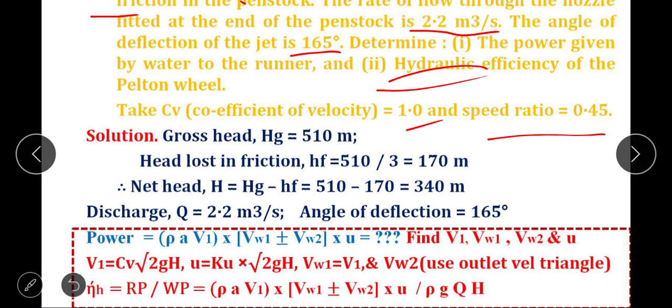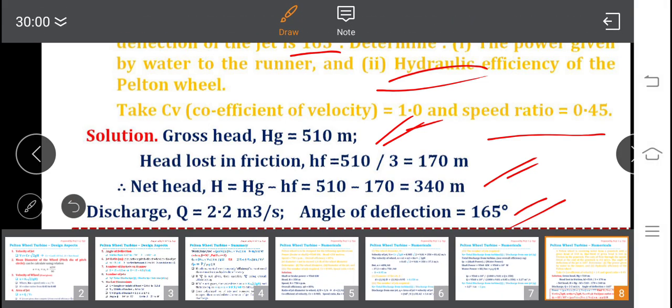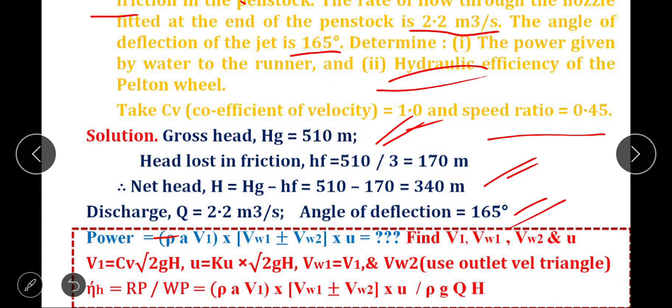You see discharge Q is equal to 2.2 meter cube per second. Angle of deflection is 165 degrees. Net head H is equal to Hg minus Hf, that is equal to 510 minus 170, which is 340 meter. Gross head is given as 510. Head lost in friction Hf is equal to 510 divided by 3, that is equal to 170 meter. Therefore net head H is equal to Hg minus Hf, 340 meter.